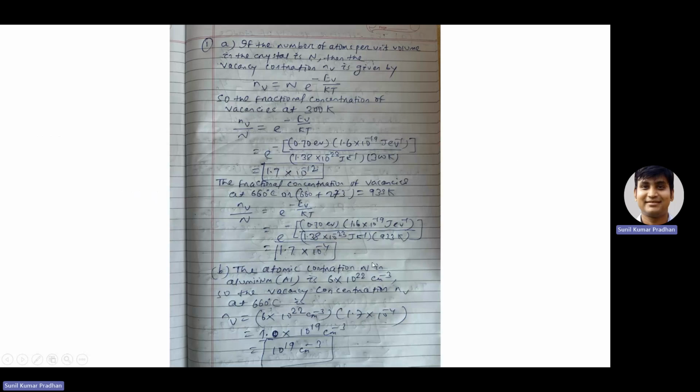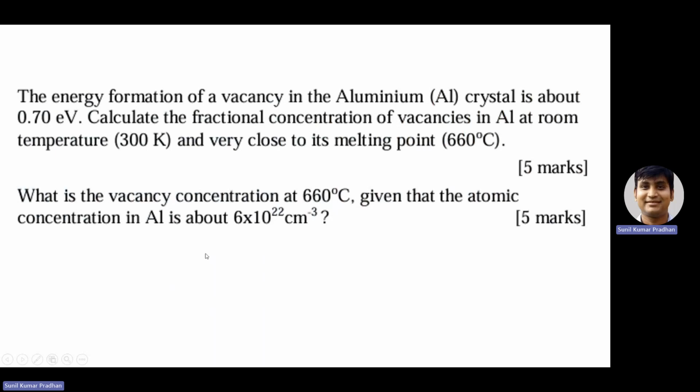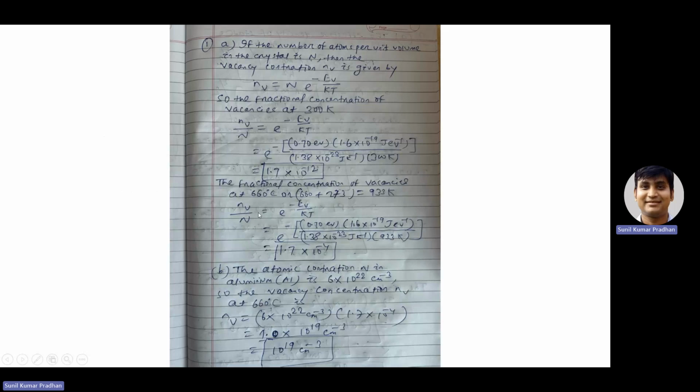Now, what is the atomic concentration? The atomic concentration N in aluminum is 6 into 10 to the 22 per centimeter cube, already given in this question. Then what is the vacancy concentration at 660 degrees centigrade? It will be 6 into 10 to the 22 per centimeter cube into 1.7 into 10 to the minus 4, which we found previously. So your vacancy concentration will be 10 to the power 19 per centimeter cube. Okay, so this is the solution to this question.